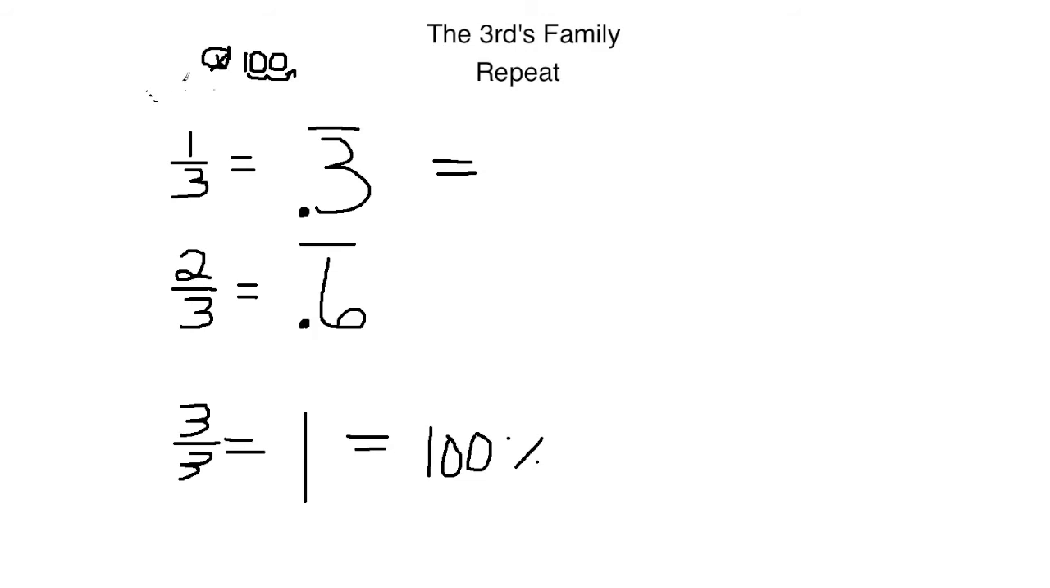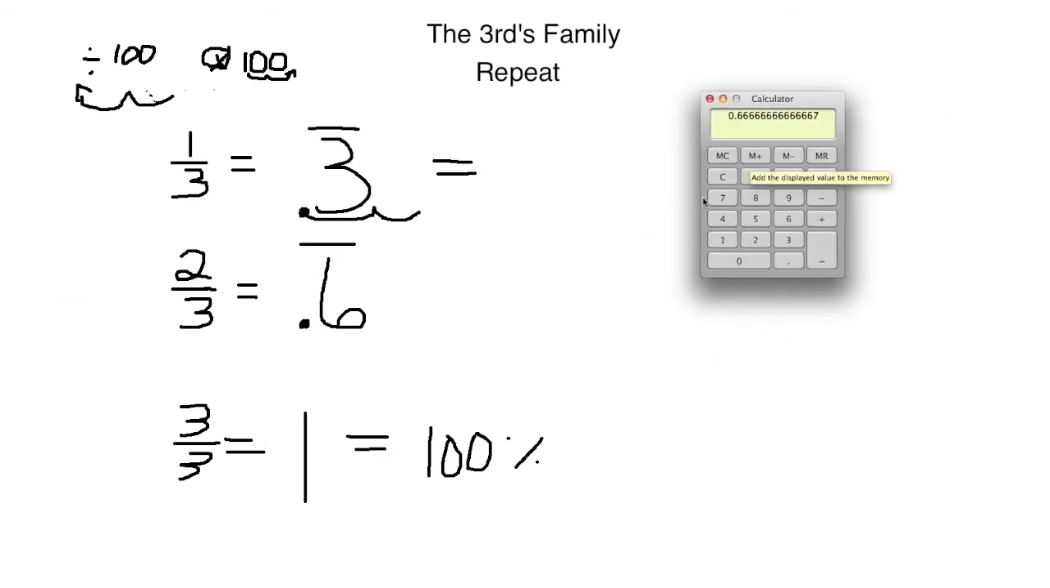Now, if I was moving it to the left, that means I would be dividing by 100. Okay? So if we move the butt cheeks to the left twice, 1, 2, what would that look like? Well, it would look like this. 33 and 3, 3, 3, repeating.